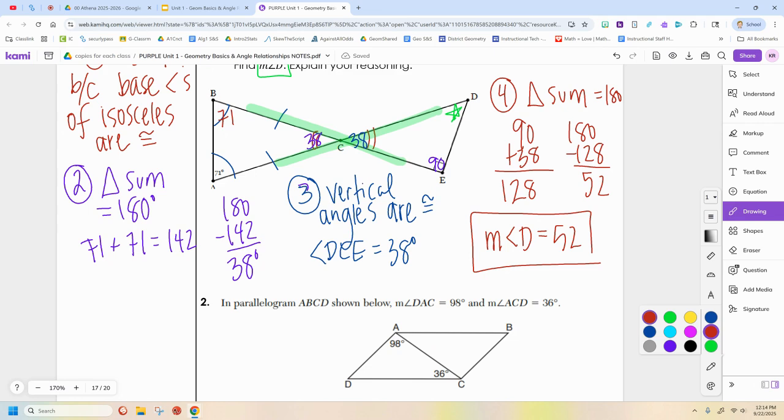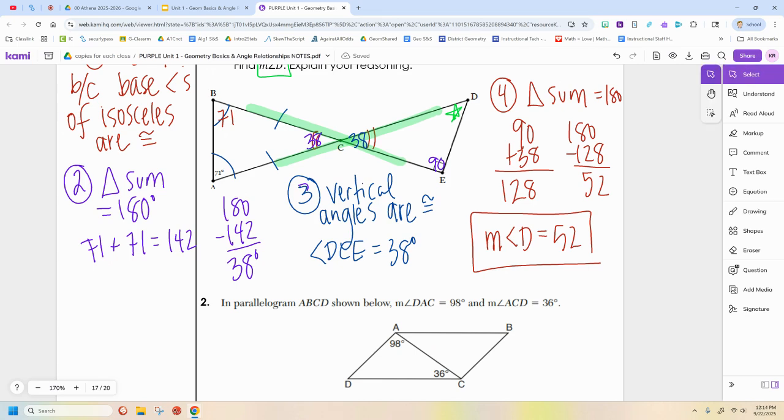And so you always want to get your foot in the door with things like vertical angles or triangle sum, because then if there's something a little bit weirder, you might make a mistake, but you'll be okay.